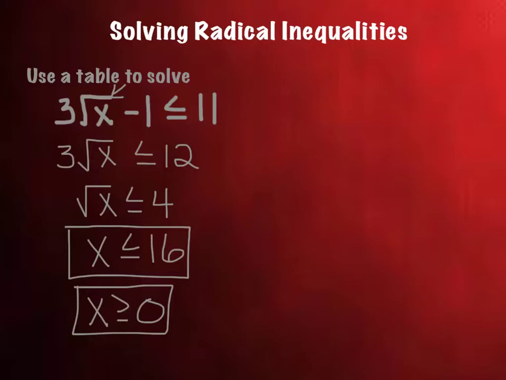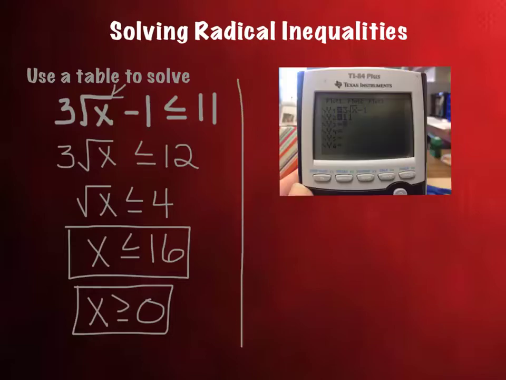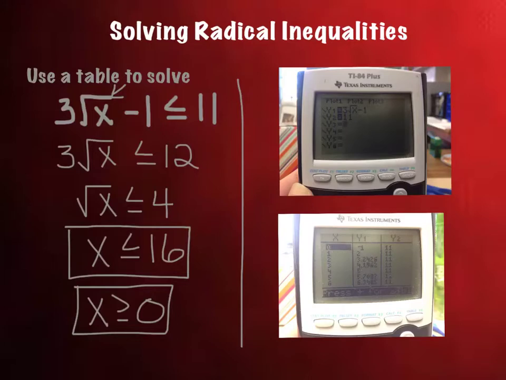So if I say use a table, just go in your calculator and punch it into y equals. You can go ahead and put the left side and the right side each in their own. So 3 square root of x minus 1 can go in y1 and 11 can go in y2. And then hit second table to look at the table. And we're going to scroll around in that table and look for all the values of y here in this column that are less than or equal to 11 in this column.